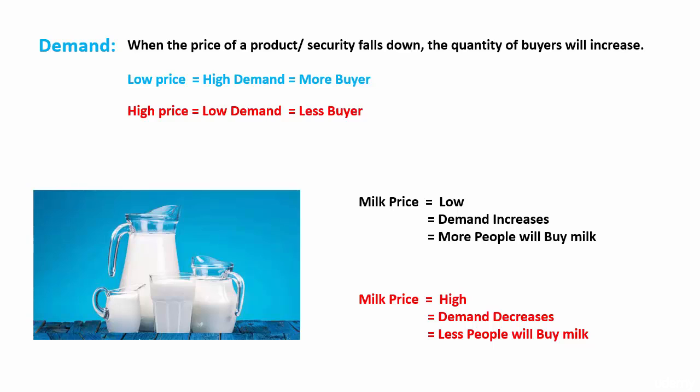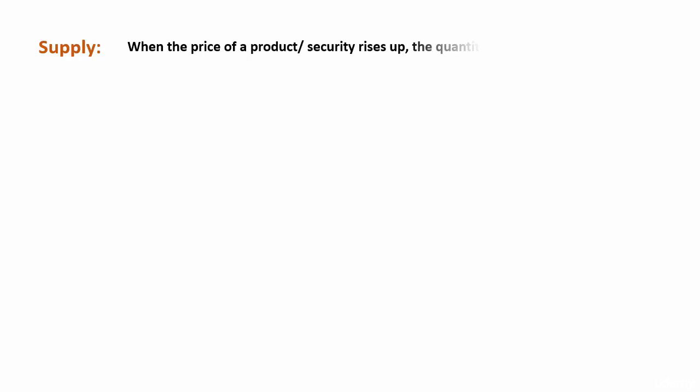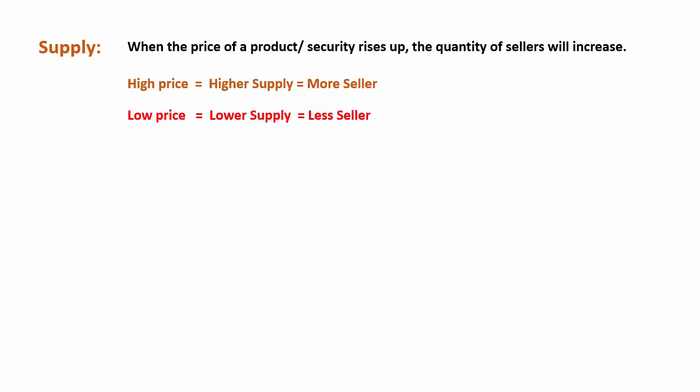In the exact same but opposite way, according to the theory of supply, when the price of a product or security rises, the quantity of sellers will increase. That means if the price of a product is high, then the supply of that product will increase, while more people would be willing to produce and sell that product for a higher price. On the other hand, if the price of a product is low, then the supply of that product will decrease because no one would be willing to produce and sell a product at a lower price.